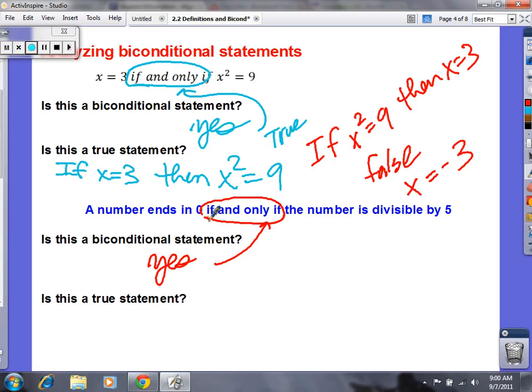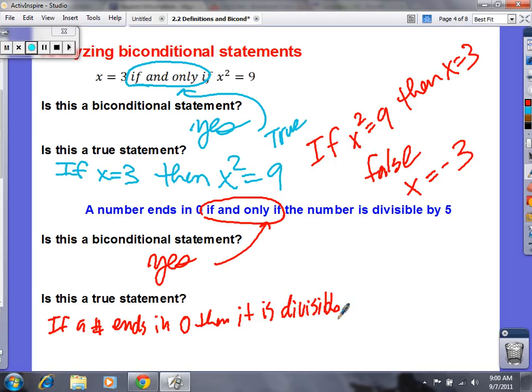Okay, question number 2. Is this true? Is there truth to this? You got to go forwards and backwards. So let's break it up. What's the conditional statement? If a number ends in 0, then it is divisible by 5. Okay, is that true or false?